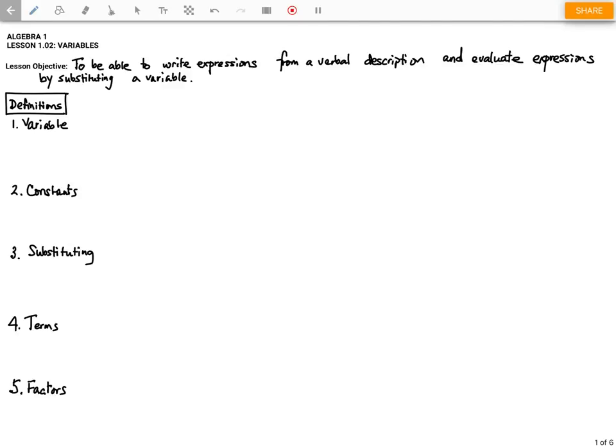Algebra 1, Module 1, Lesson number 2 is the topic of variables. The objective of this lesson is to be able to write expressions from a verbal description and then also to evaluate expressions by substituting for a variable.